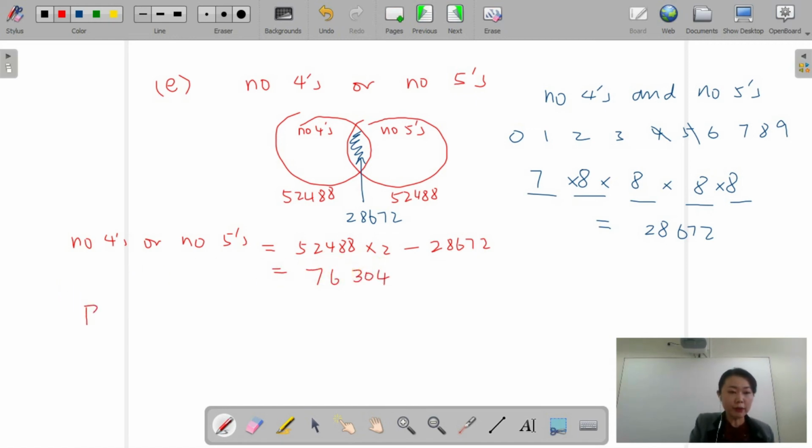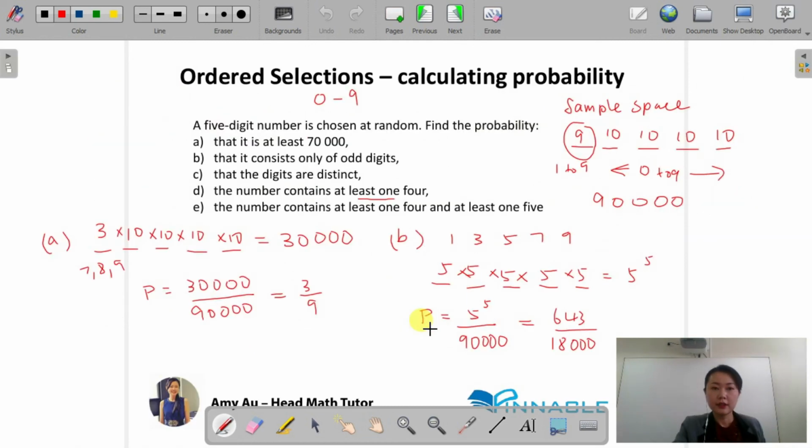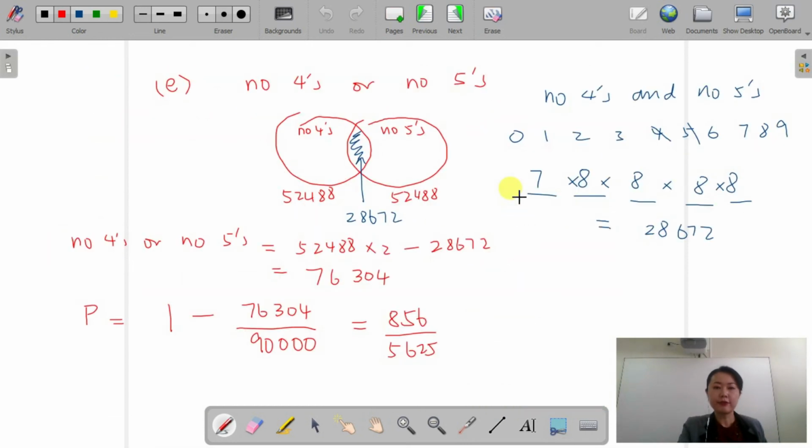Alright, so the probability in this case will be, remember this is complementary, so 1 minus 76304 over 90,000, which gives you 856 over 5625. Alright, so that's it. That's the question. The number that contains at least one 4 and at least one 5 is just basically that probability there.